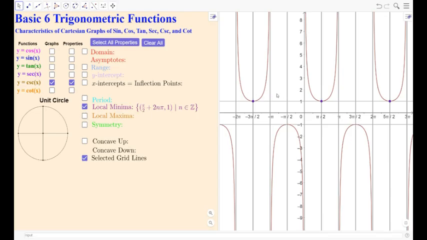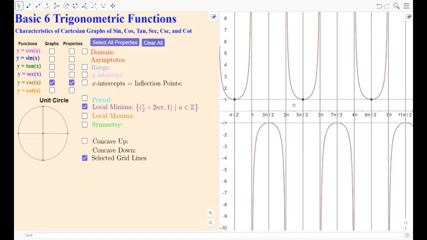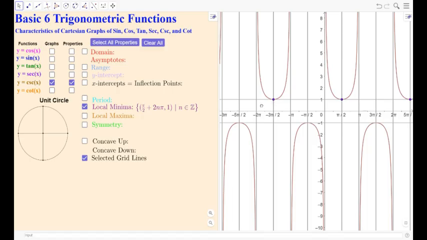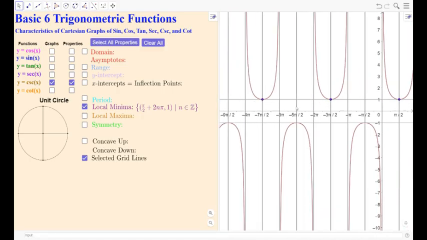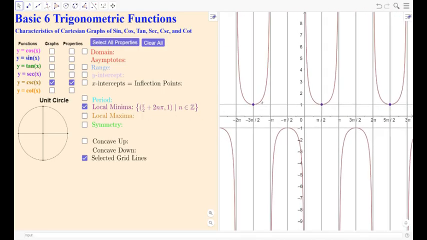The minimum values on this happen when y is 1, and that happens at pi over 2 plus shifts of that by 2 pi. So pi over 2, 5 pi over 2, what would that be? 9 pi over 2 should be the next one. Yep, there it is. Next one this way would be negative 3 pi over 2, negative 7 pi over 2. All of them have the same y coordinate of 1, so they all have the same minimum value. They're all local minima. So those, as ordered pairs, are pi over 2 plus 2n pi, comma 1, such that n is an element of the integers.